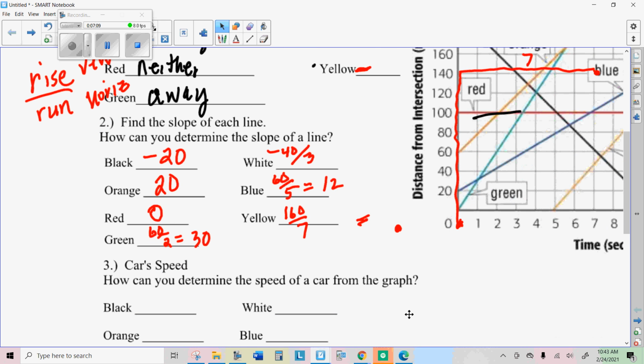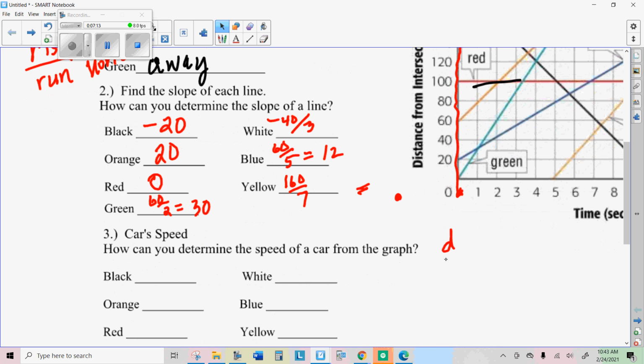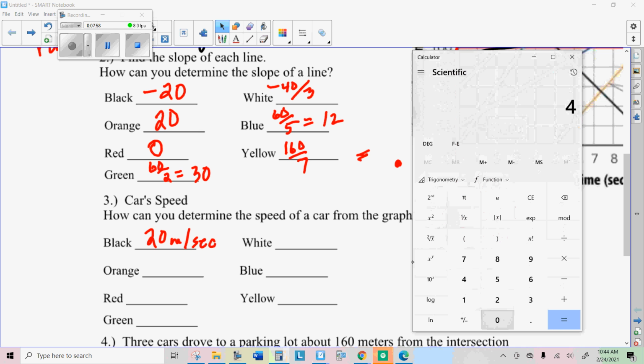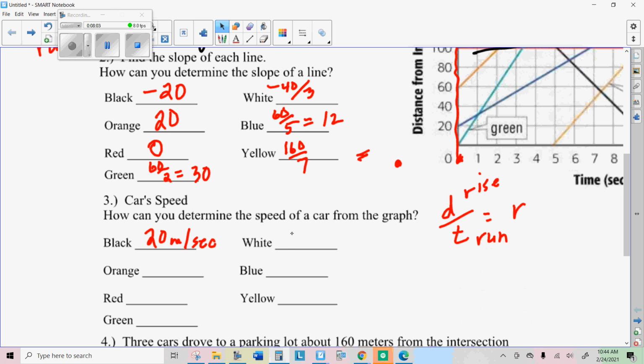All right, now the car speed, to get their speed, you do distance divided by time equals the rate. And distance is your rise, and the time is your run. So the numbers that you use to get the slope in the last problem, you can also use to get your distance. To get the rate, you're not going to have a negative rate. It doesn't matter whether they're going towards the intersection or away. So the black car is going 20 meters per second. The white car is, we're going to do 40 divided by 3 for that one. So that's 40 meters divided by 3 seconds, so about 13.3 meters per second.